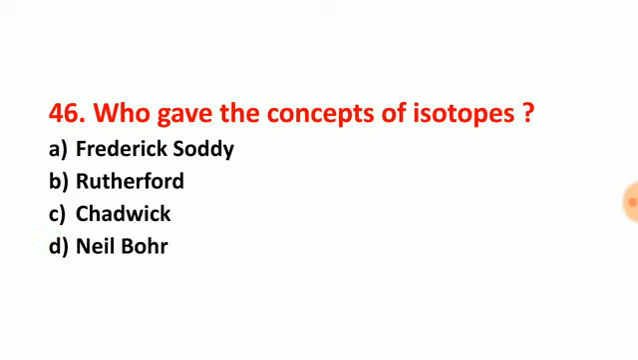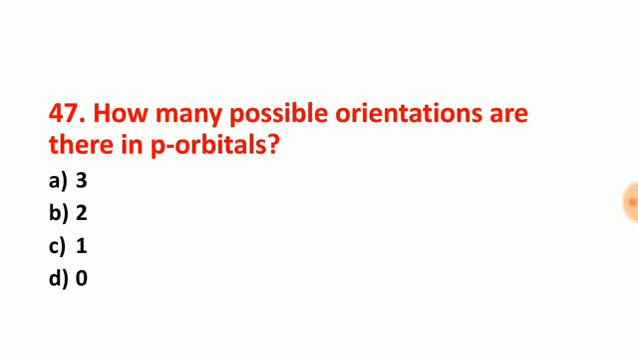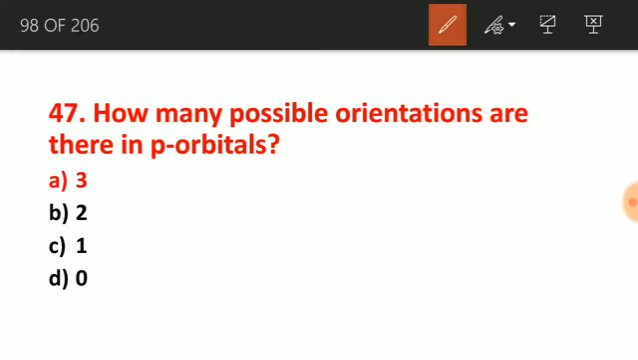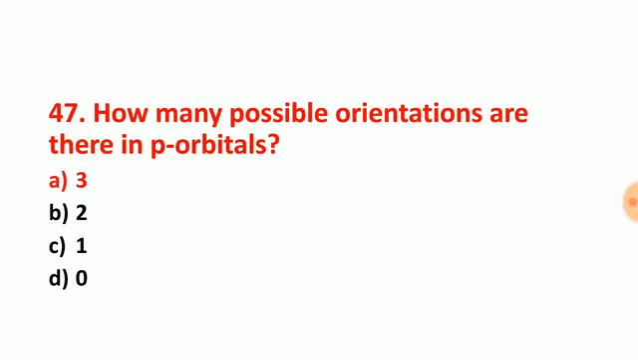Question number 46, who gave the concept of isotopes? It is option choice A, Frederick Soddy. He gave the concept of isotopes. Question number 47, how many possible orientations are there in the p orbital? There are 3 different orientations in the p orbital: px, py and pz. Orientation means the shape. Px is symmetric in the x-axis, py is symmetric in the y-axis and pz is symmetric in the z-axis. It is in the dumbbell shape. So there are 3 orientations possible in the p orbital.